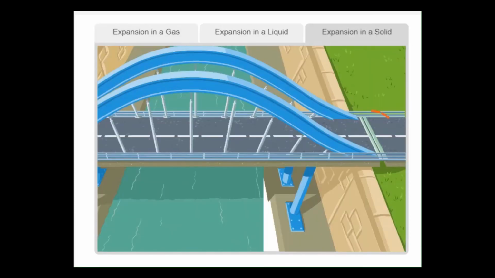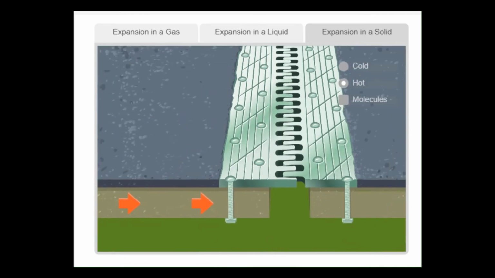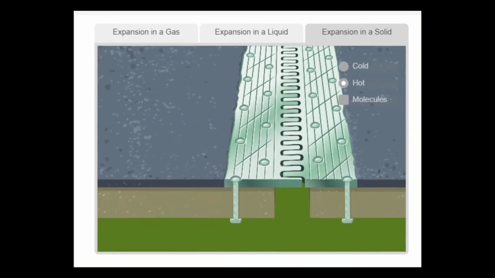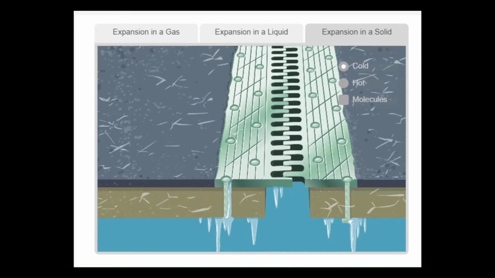Heat also causes solids expansion. Look at the rails of the road. When they are hot, they expand and they stick to each other. When we cool them, they contract and they get smaller.